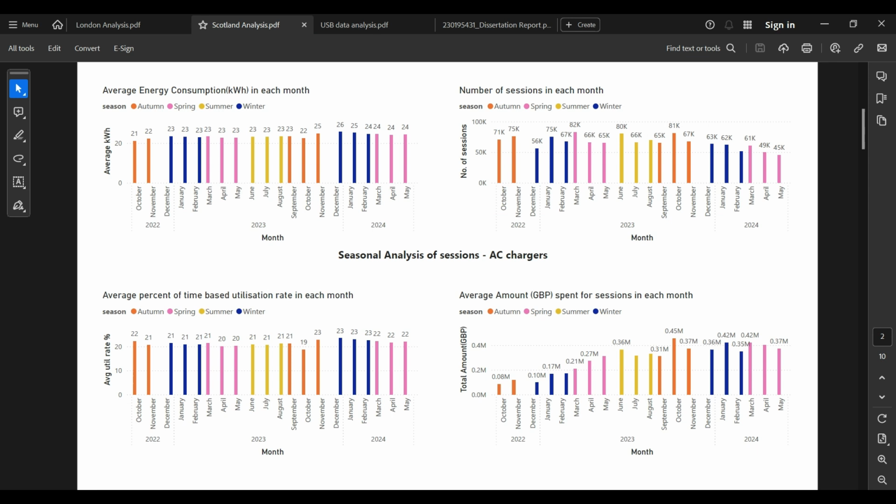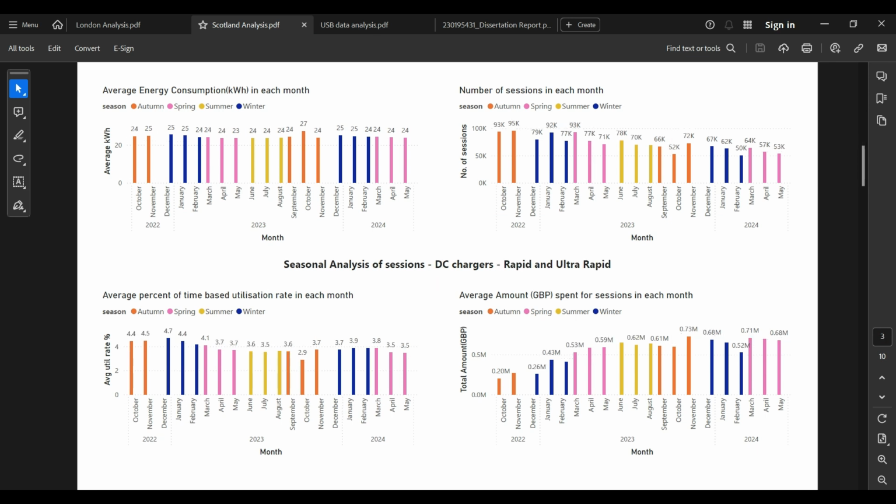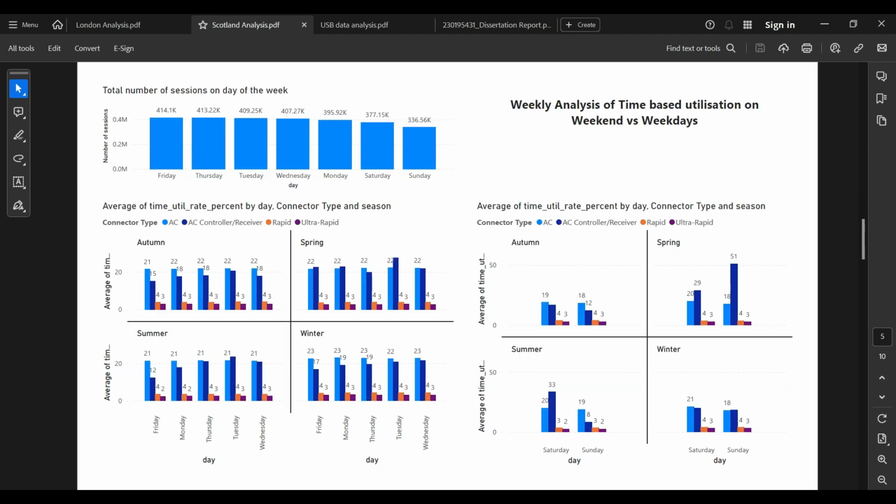This was for the AC chargers, and if we look at the DC chargers, we find a similar trend, which shows there are spikes for each of the parameters in the winter season.